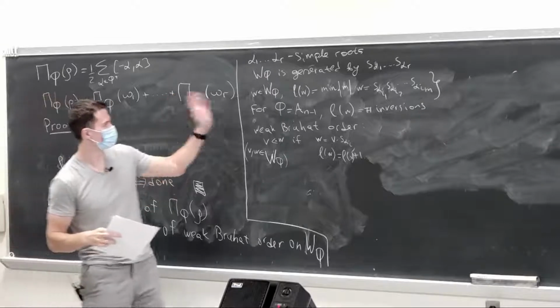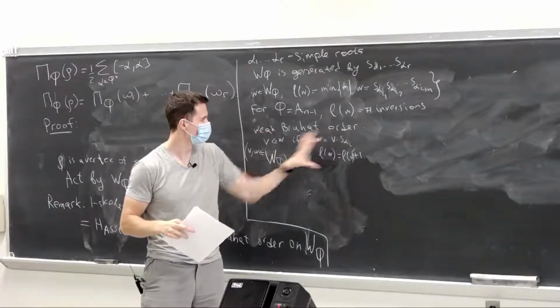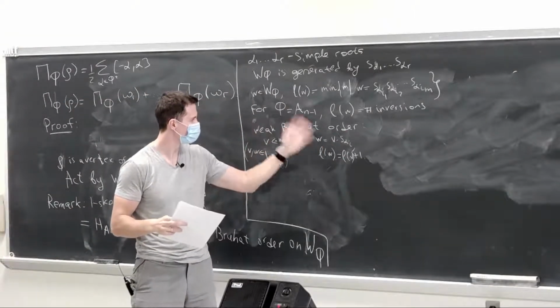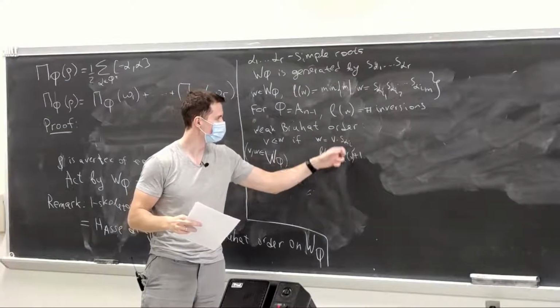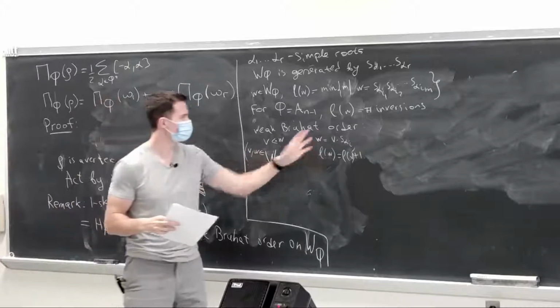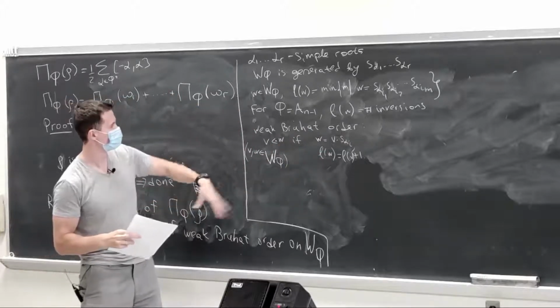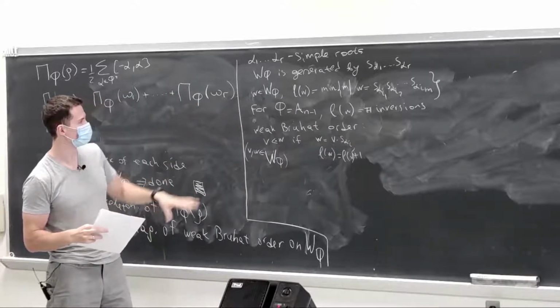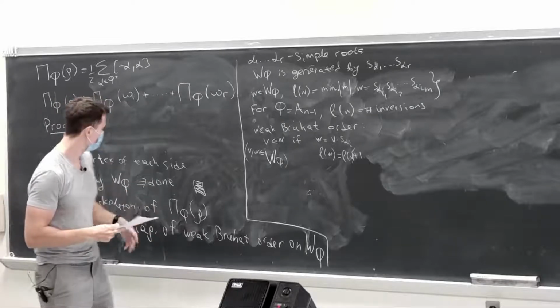So you notice that this looks almost literally the same as in type A n-1, but I have to slightly alter the notion of the length, which is also very natural. So there's the weak Bruhat order and there's the strong Bruhat order for arbitrary root systems. And so yeah, all these facts.